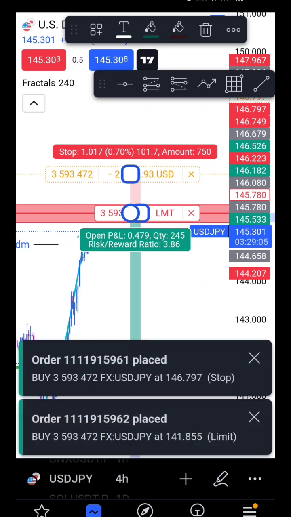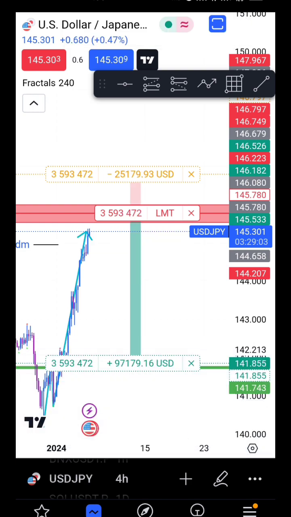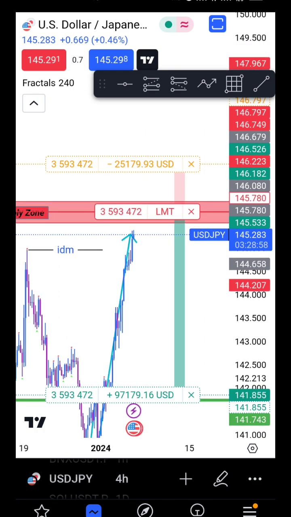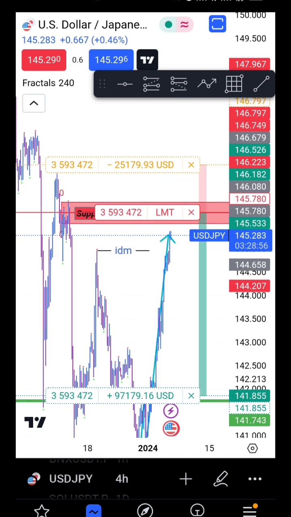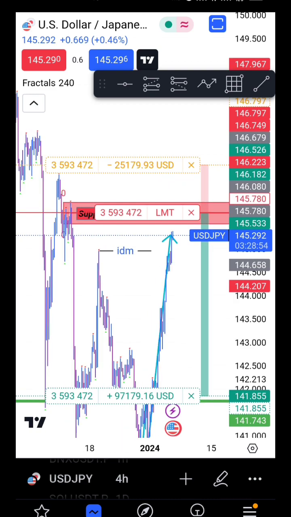So we've placed our trade. Second goal is to grow gradually, and third goal is to make high profits. So we have placed our trade, and we are waiting for price to come to our entry.